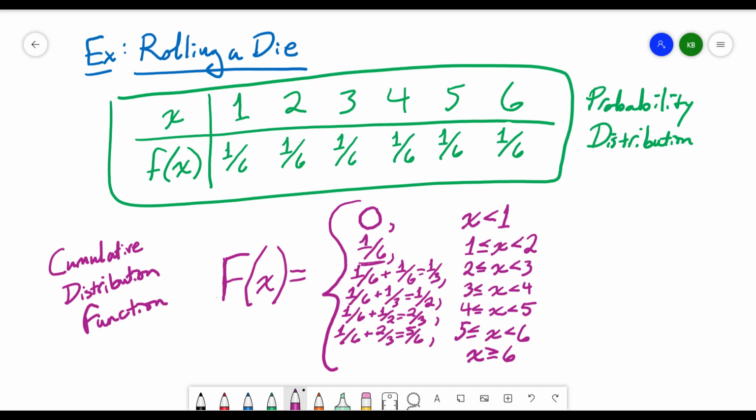And finally, x greater than or equal to 6, including 6, is 1/6 as well. And I'll be adding to that the 5/6, which gives me a total cumulative probability of 1.